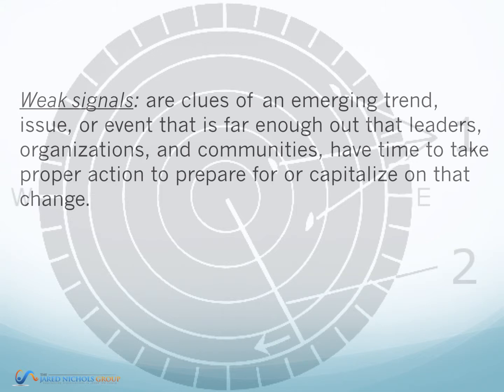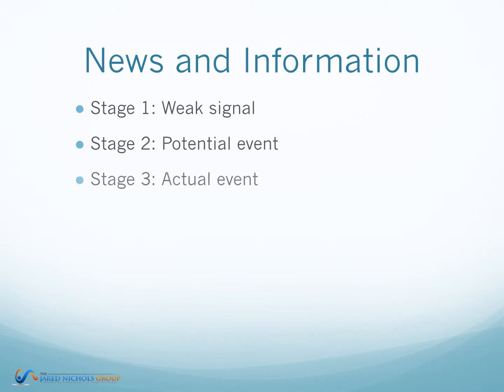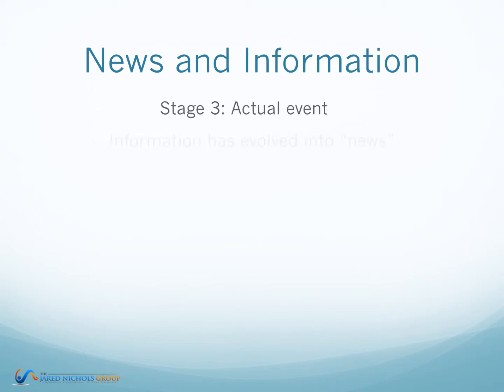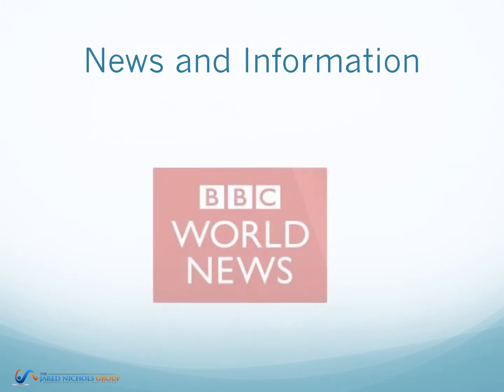And as you'll recall from our work in Module 1, we discussed the 3 stages of information. Stage 1 is the weak signal stage. Stage 2, the potential event stage. And then Stage 3, the actual event stage. And it's again at Stage 3 where information has become news. And this is where most people make their decisions.